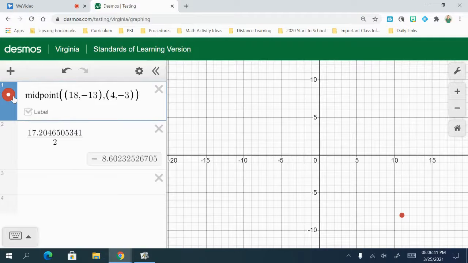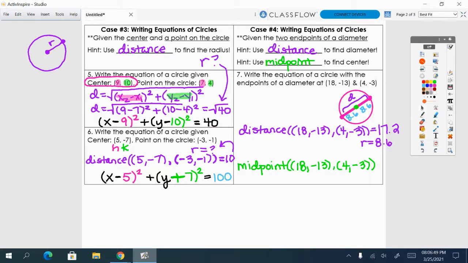We go ahead and label it. We find that the center is 11, -8. That's also the midpoint of the diameter. So we go ahead and write it down here, 11, -8. That will be the center. Remember, h is the x value of the center, and k is the y value of the center. We now have the center and the radius.